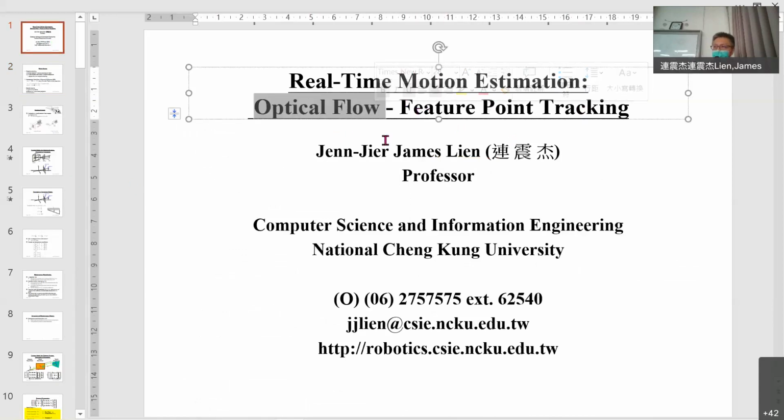But it's only for a small patch, like an 11 by 11 patch. If your target is bigger, you don't need to use optical flow. You should use something like a particle filter. I don't teach the particle filter because it's a little bit complicated, but I teach you optical flow. The other purpose of teaching you optical flow is to teach you an optimization method.